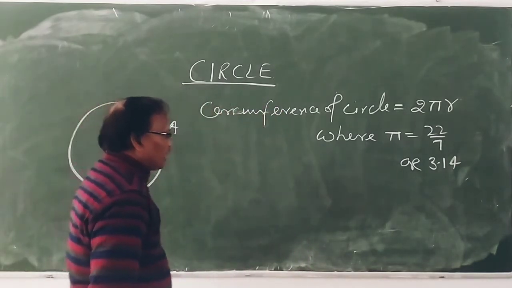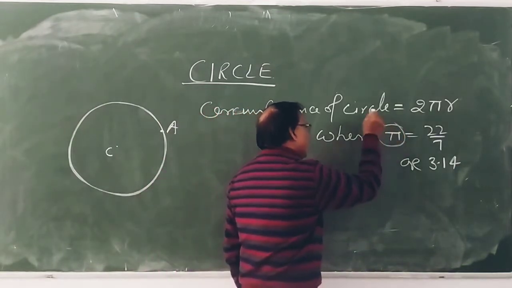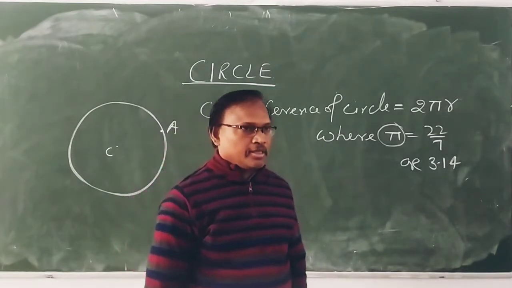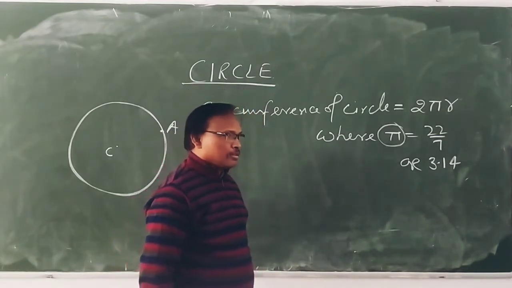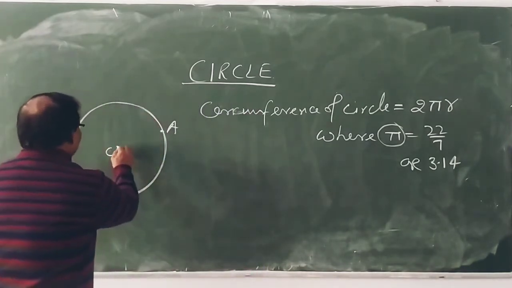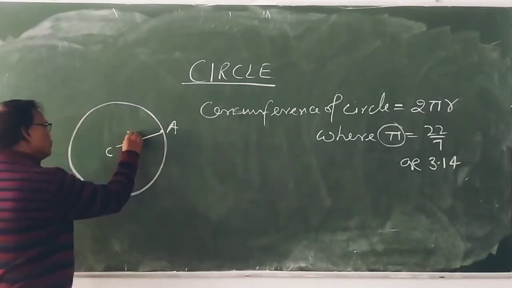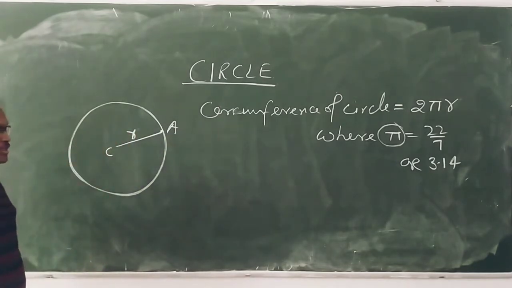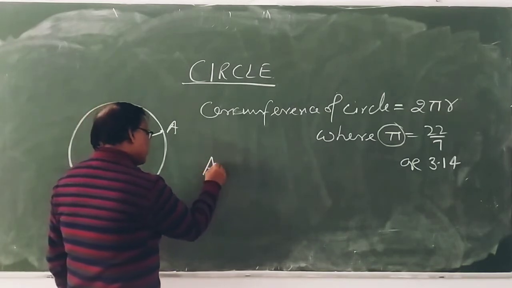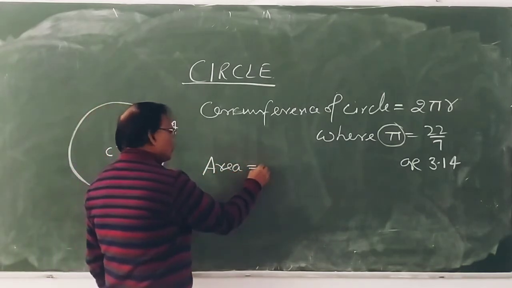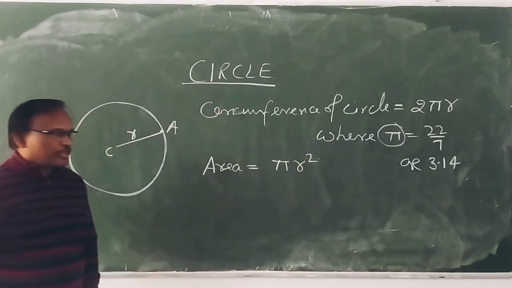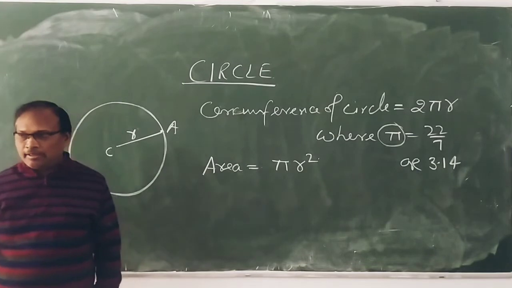The value of pi. Pi is a constant quantity and this is an irrational number. It is not rational. Second thing, the radius, as you know, this is the radius, that is r, so I have taken the circumference 2 pi r. Area of this circle is equal to pi r square, means pi into radius square. This is the area.